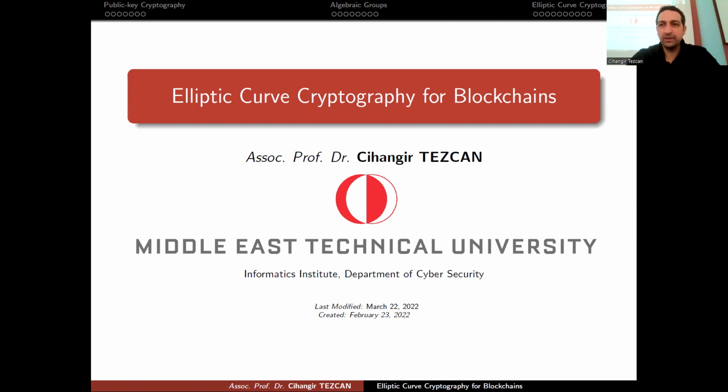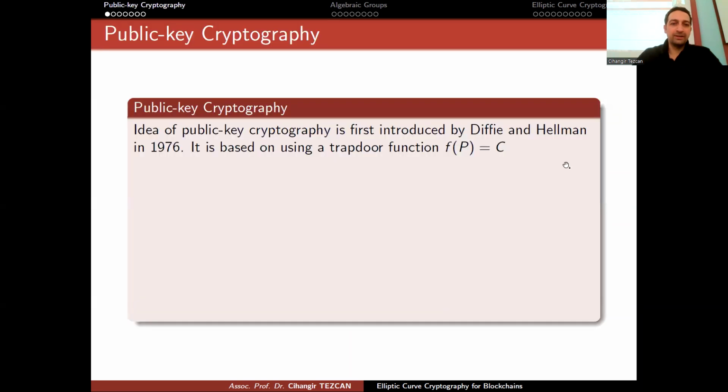First, I will briefly mention what public key cryptography is. Then I will give the necessary algebraic background, like groups, rings, and fields. Then finally, we will talk about elliptic curve cryptography, which is used in blockchains mostly for signing, okay, for digital signatures. So let's start. The idea of public key cryptography was first introduced by Diffie and Hellman in 1976.